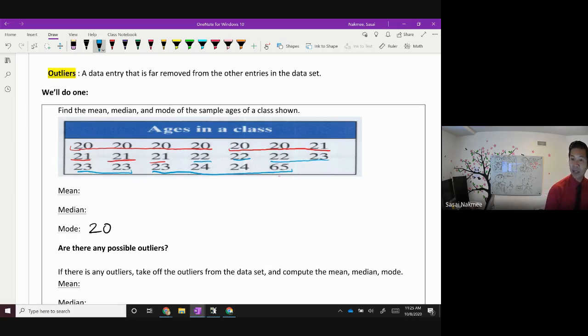So where's my median? My median is going to be between 21 and 22. You see that? Do you guys know what the number is that's exactly between 21 and 22? What's the halfway point between 21 and 22? 21.5.